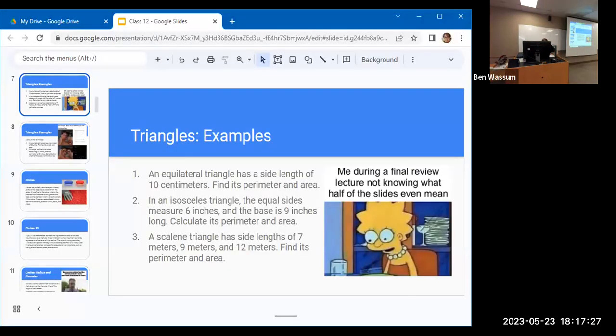Let's see. So the second one says we have an isosceles triangle and the equal sides measure 6 inches. Remember, isosceles is the one that has 2 of the same side, 2 equal sides. The base is 9 inches long.